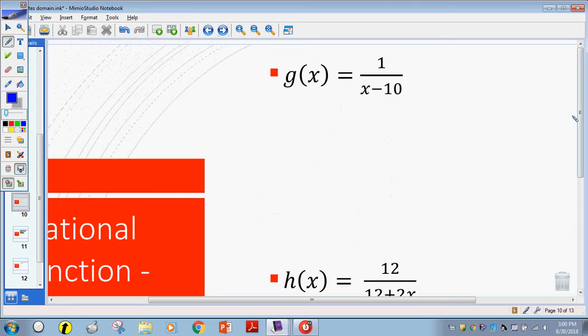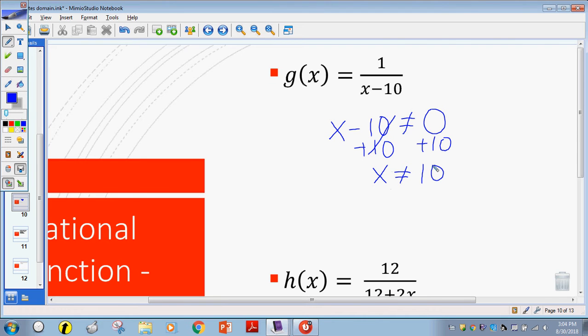Here you go. G of x. You have 1 over x minus 10. Find my domain, please. So step 1 is to do what? Set it up. So I'm going to make it x minus 10 does not equal 0. All right, then what do I need to do? Add 10 to both sides. Perfect. And then what do I get? Perfect. So there's my restriction, and how do I write that as an interval?